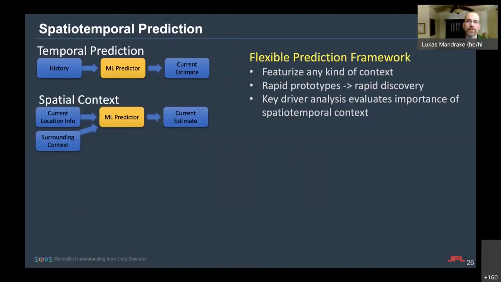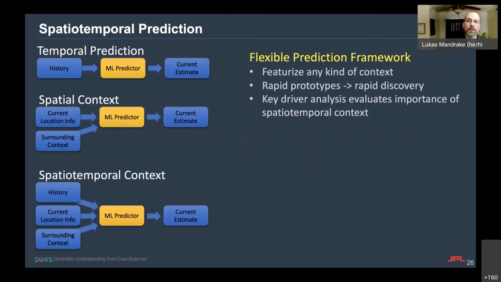Similarly, spatial context can be easily included for problems where nearby information may be informative, or space and time context together. The same key driver analysis applies here too, revealing the relative predictive power of local information versus spatial context versus temporal awareness. Predictors can also be designed to learn both predictive relationships and the averaging or interpolation that is needed.